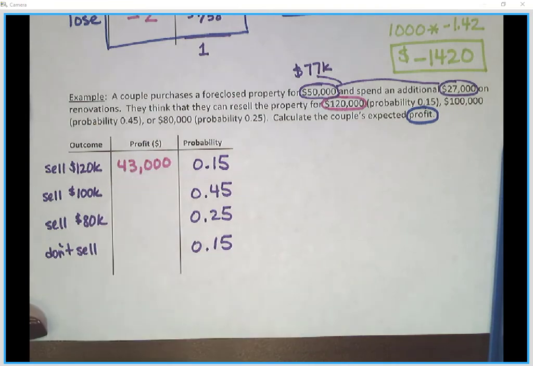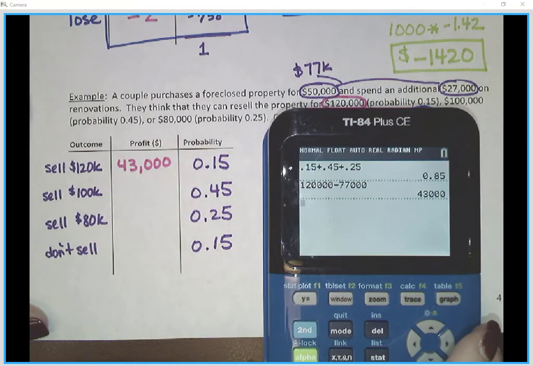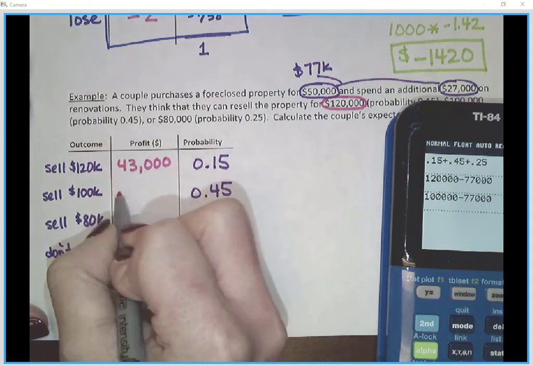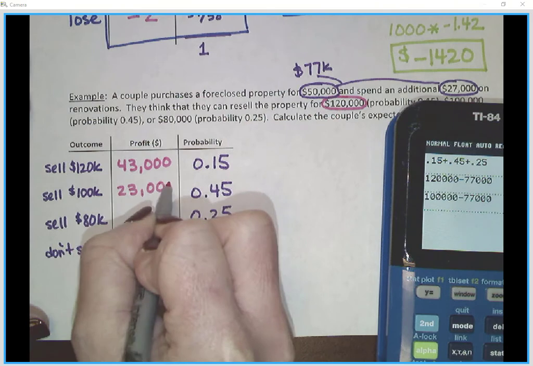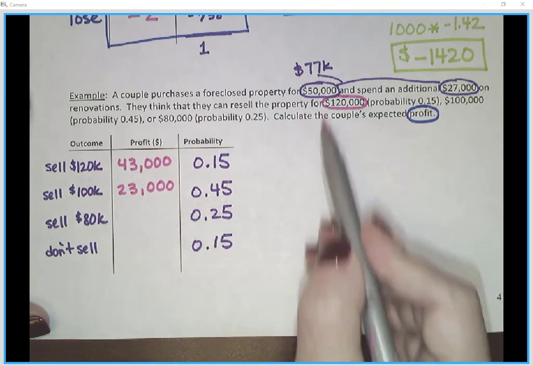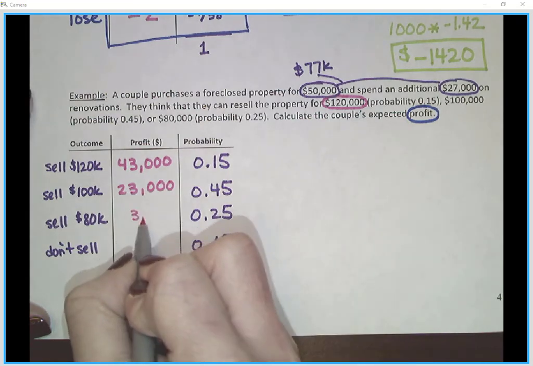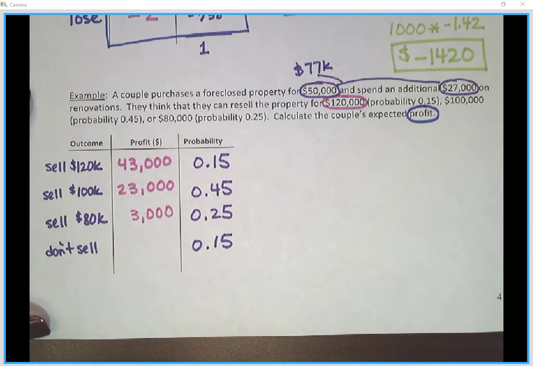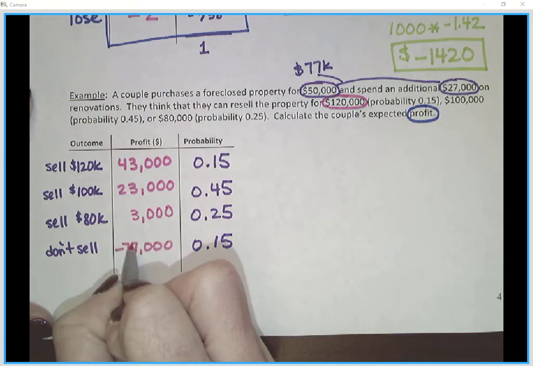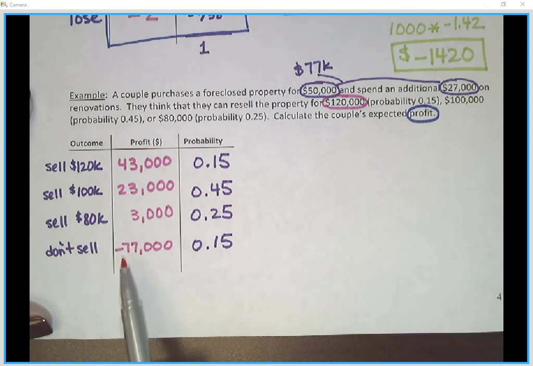They'd make money. What if they sold it for $100,000? Well, we're going to do the same thing. Take 100,000 minus 77,000. 23,000 would be their profit. Still pretty good profit. Maybe this next one we can do in our heads. If they sell it for 80, but they put 77 into it, they'd only make $3,000. And if they don't sell it, they're sitting on $77,000 worth of debt. So this one has to be negative. Remember, one of these will always be negative. Okay?